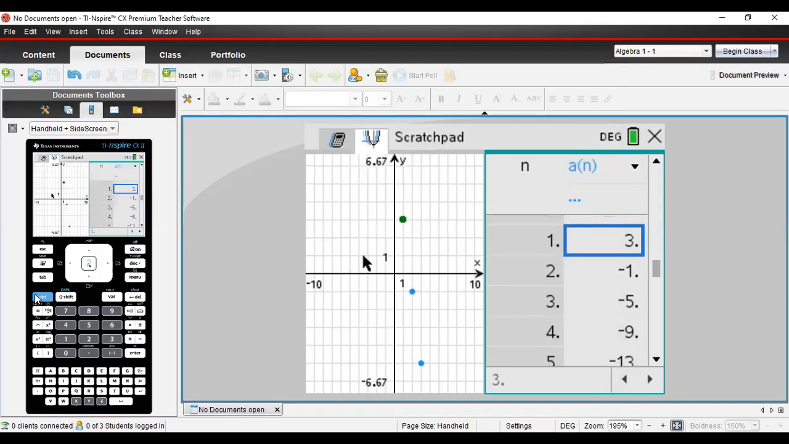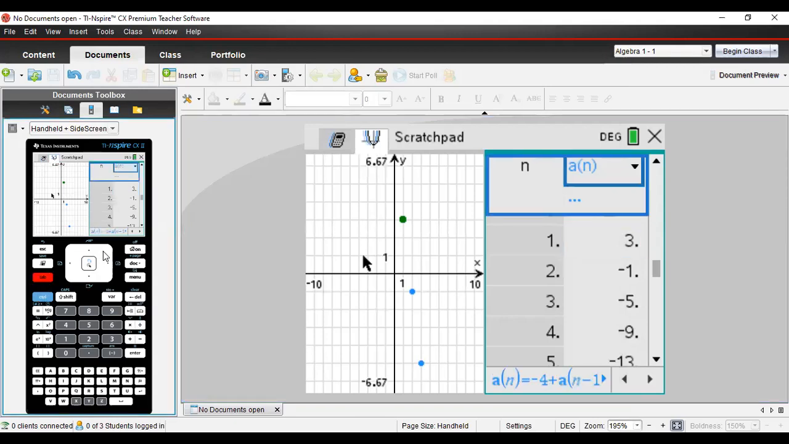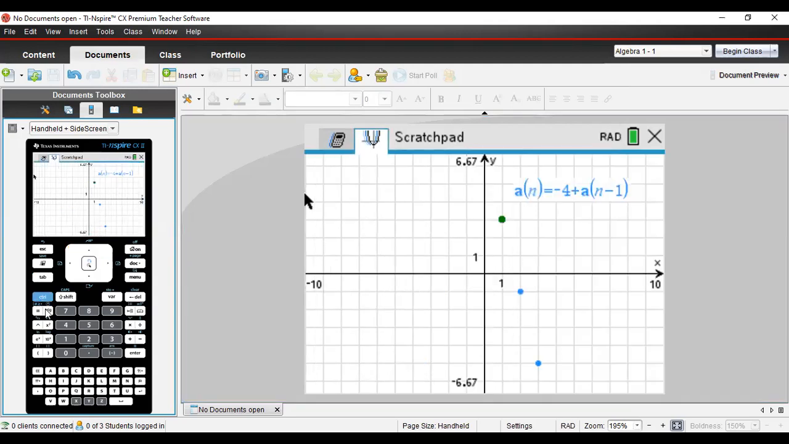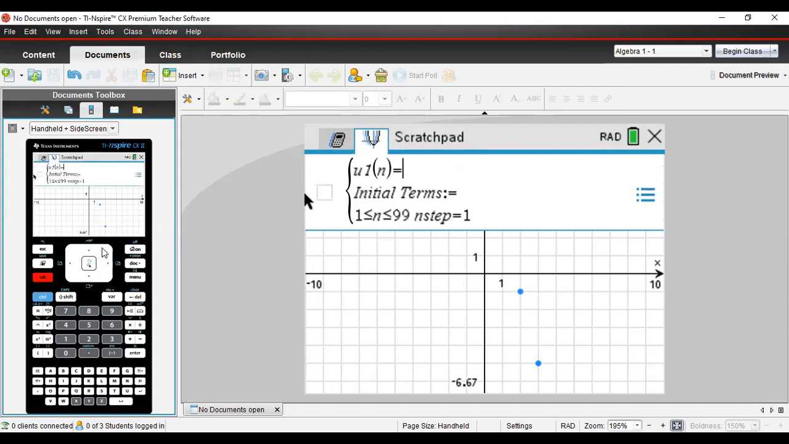Let me show you that one more time because I think that's good to see. Actually, let me get rid of the table first. Control T, and then go back to the function or the sequence, and you can see I changed the sequence. I tried to make the sequence look like the exam. The initial term was 3, and then I just changed this to match the sequence, and then I was done. That's all you have to do.